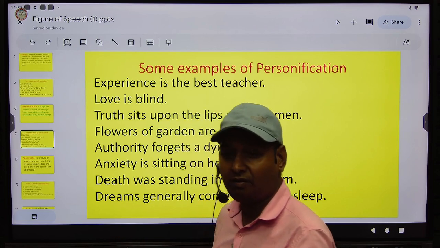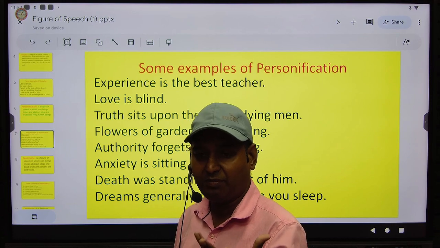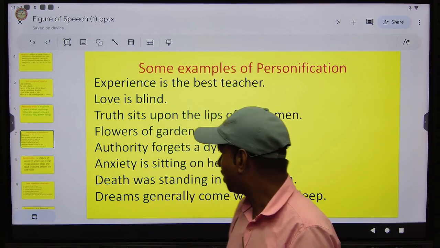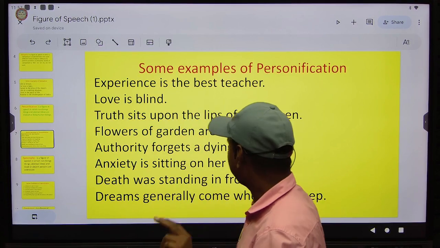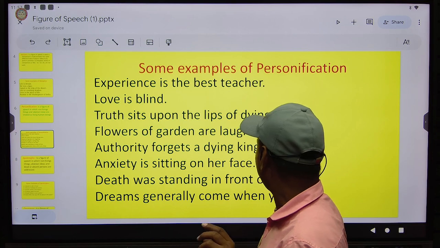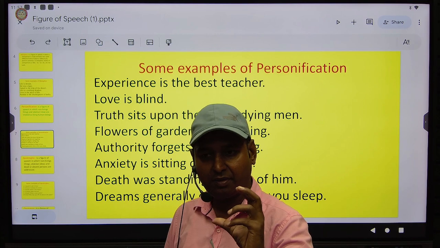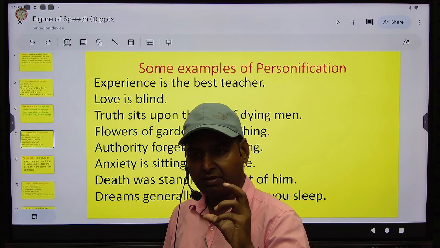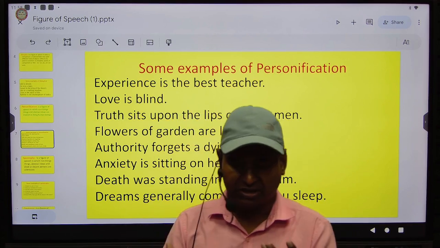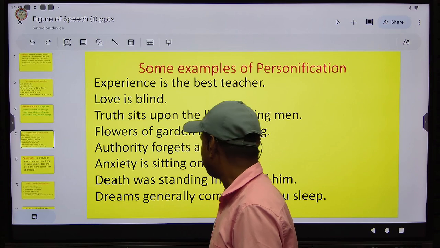Flowers of garden are laughing. Laughing is the act of human beings. Human beings laugh. Flowers cannot laugh. So we are giving flowers some personality. Flowers are not person. They are plants, but we are giving some personality, when we are saying that flowers are laughing. So this is the example of personification.